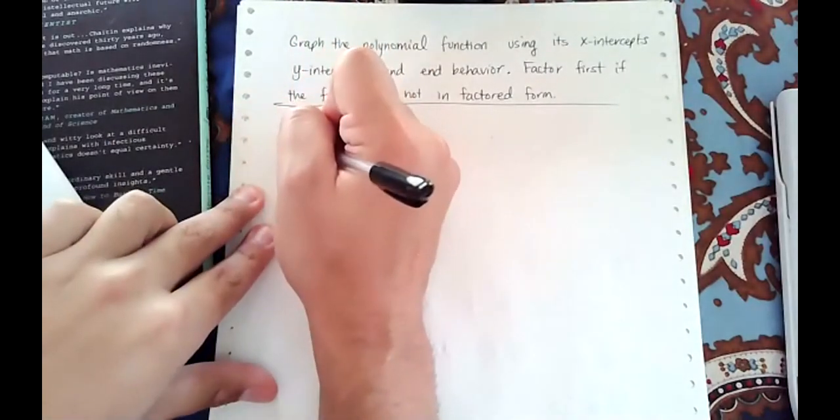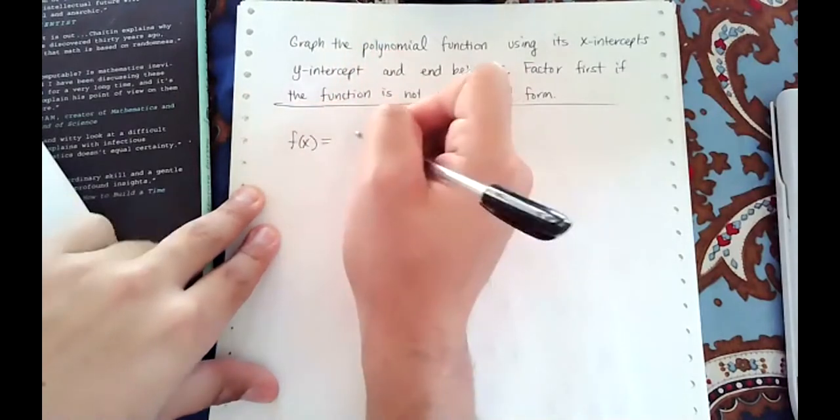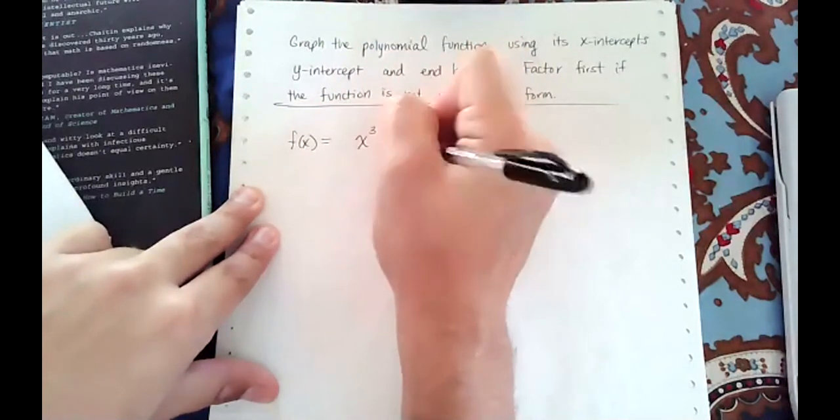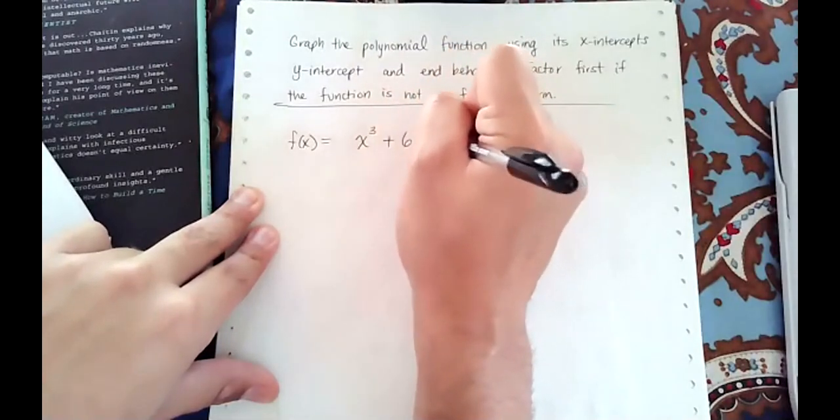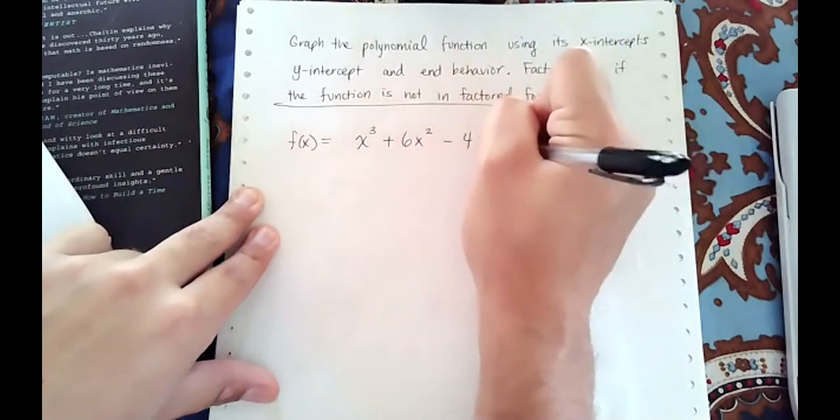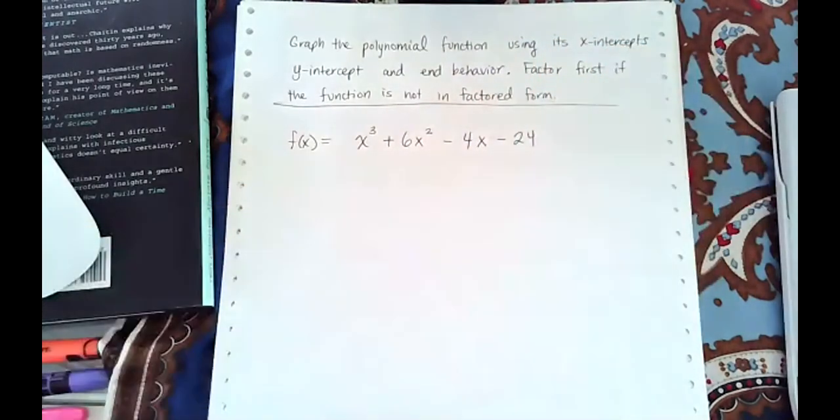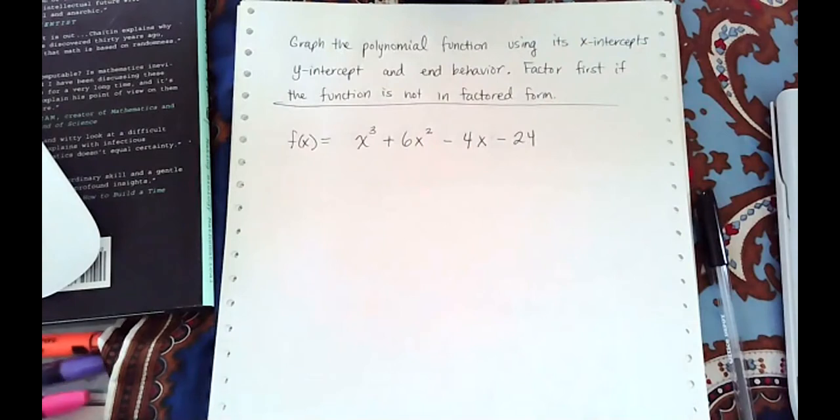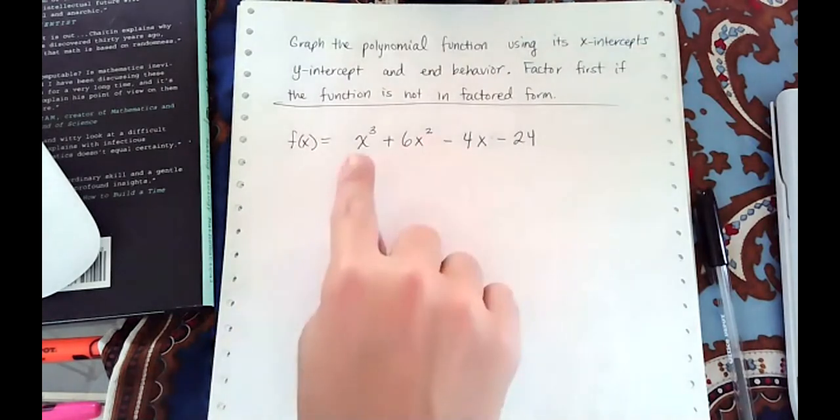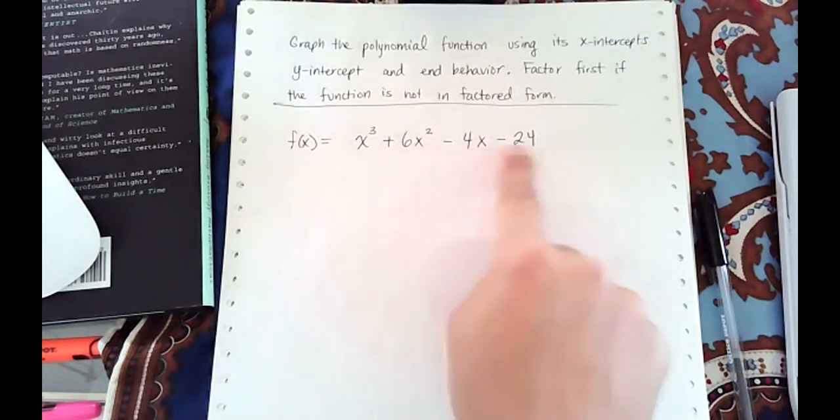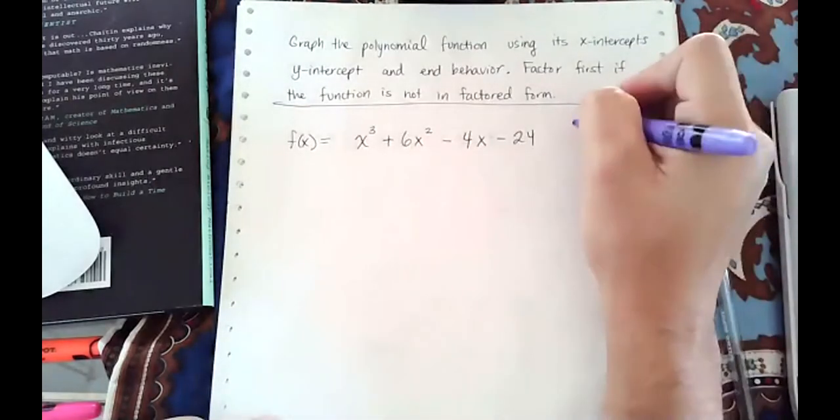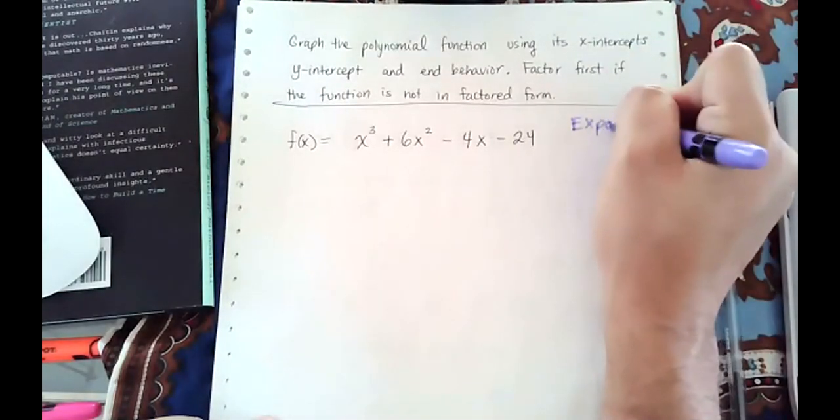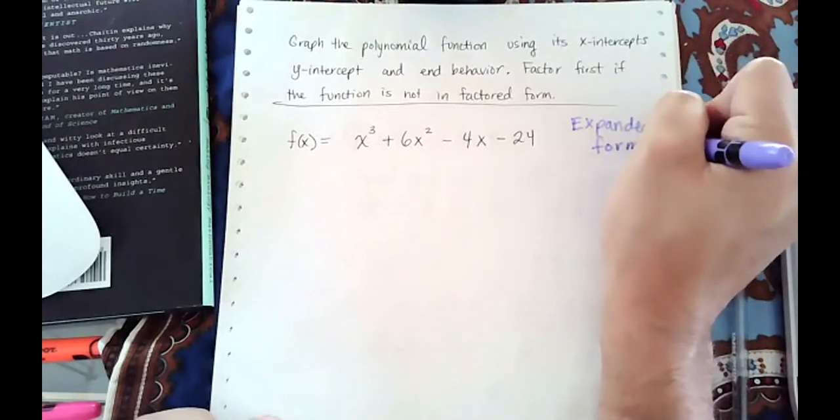So we looked at this example where we were given the function f of x is equal to x to the third power plus 6x squared minus 4x minus 24. And I want to point out that this is essentially a list of polynomial terms that are being added or subtracted from each other, right? We have x to the third power, x to the second power, x, and then a constant term. So this has to be an expanded form, and it'll be important for us to be able to identify that just so that we know what we're looking at, right?